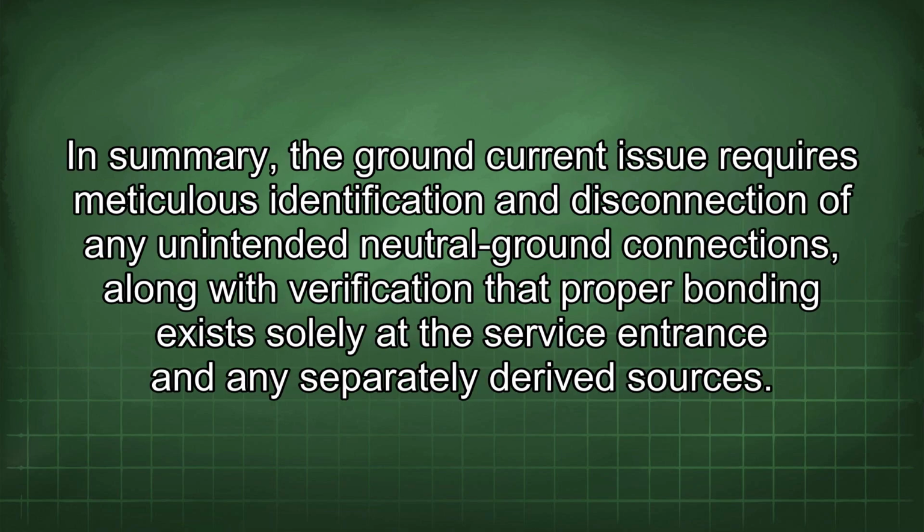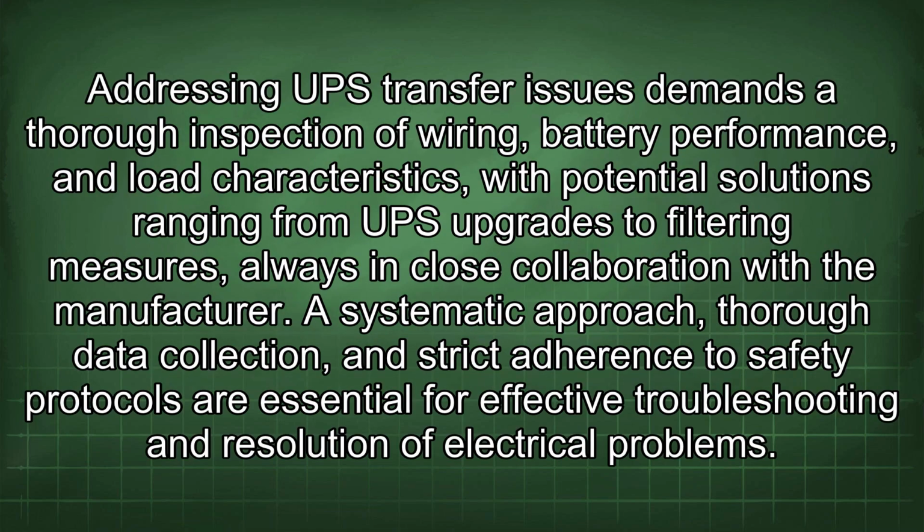In summary, the ground current issue requires meticulous identification and disconnection of any unintended neutral ground connections, along with verification that proper bonding exists solely at the service entrance and any separately derived sources. Addressing UPS transfer issues demands a thorough inspection of wiring, battery performance, and load characteristics, with potential solutions ranging from UPS upgrades to filtering measures, always in close collaboration with the manufacturer. A systematic approach, thorough data collection, and strict adherence to safety protocols are essential for effective troubleshooting and resolution of electrical problems.